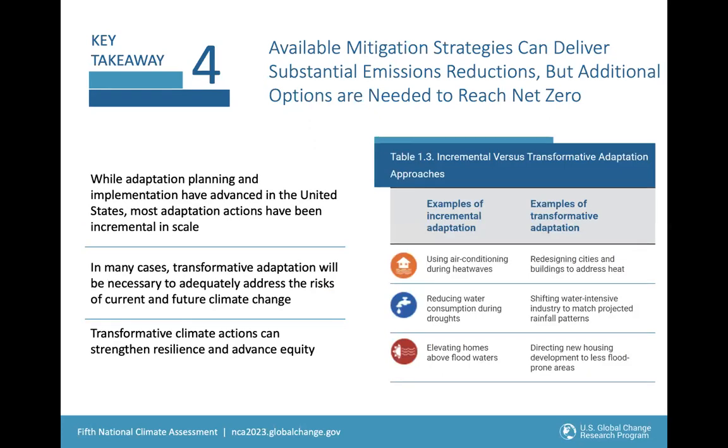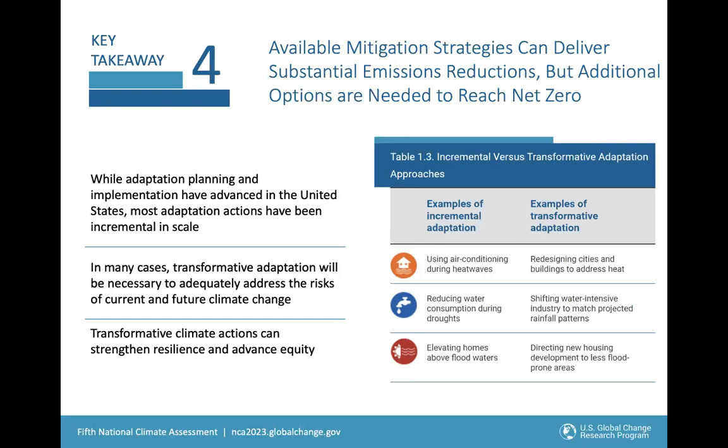Limiting severe climate risks to the US requires not just deeper cuts in global net emissions, but also accelerated adaptation efforts. And while adaptation planning and implementation have advanced in the US, to date, many adaptation efforts have been incremental in nature and small in scale. To keep pace with climate change and adequately address risks, in many cases, more transformative adaptation actions will be needed.